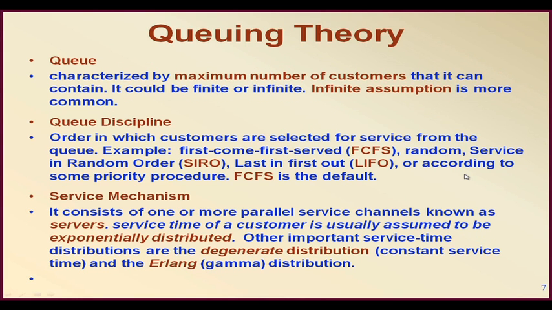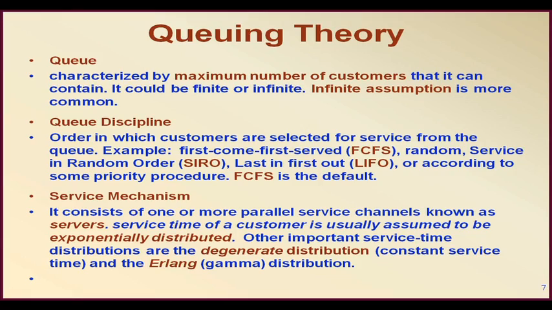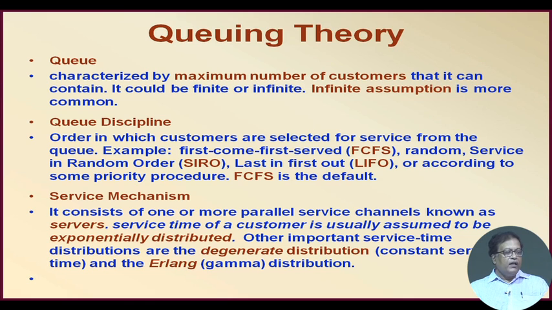The queue per se, as I have told you a few minutes back, is characterized by the maximum number of customers that it can contain. It could be finite or infinite, but the infinite assumption is more common. Why? Because the moment you think of a finite queue space, you are actually limiting the analysis, and the moment you put a limit or a constant, your analysis will be that much more complicated.